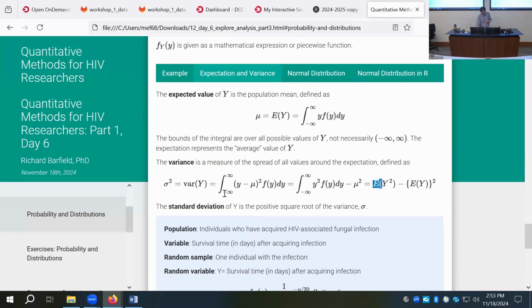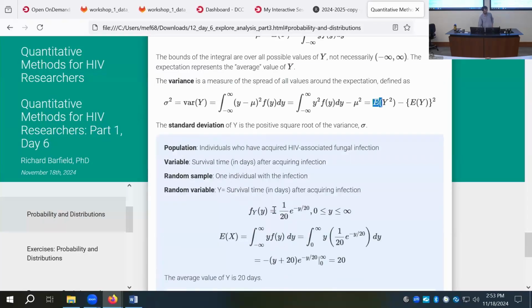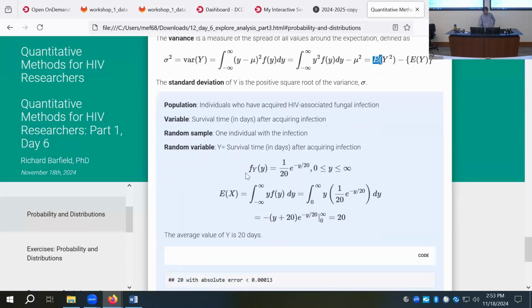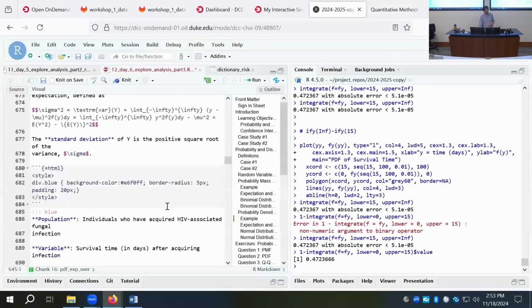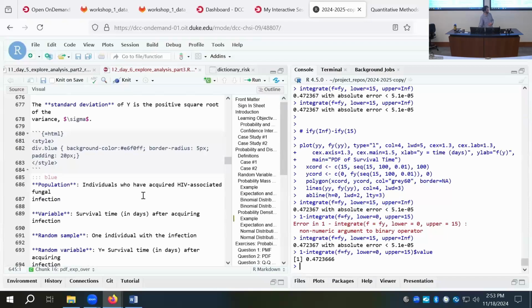Okay. So we're going to look at that function again, and we're going to look at these survival times, and try to see what the expected survival time is. If you worked out the math, you can actually integrate this as a closed form. I can't remember the solution, but it comes out to negative y plus 20 e to the negative y over 20, from 0 to infinity, which is equal to 20. And so we can calculate that in R. You could also go to Wolfram Alpha. I think it'll do stuff for you.